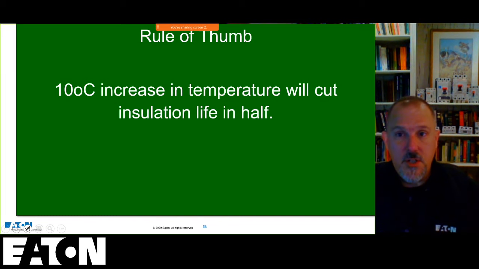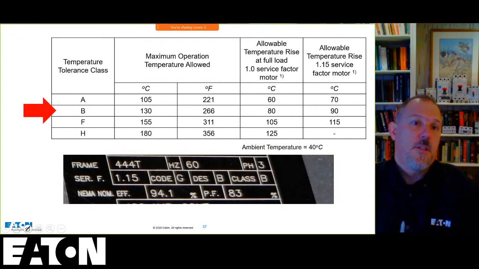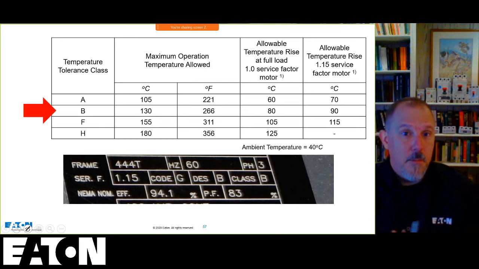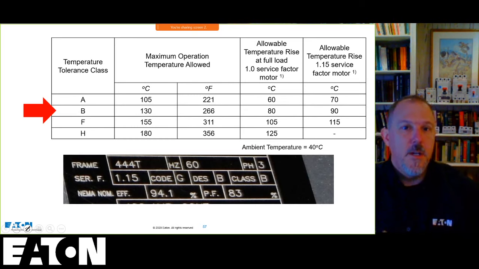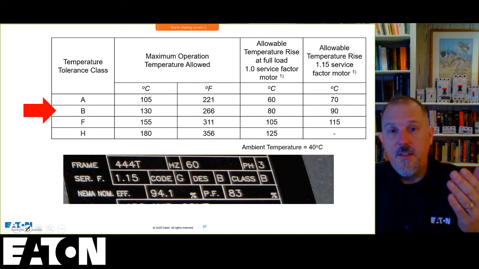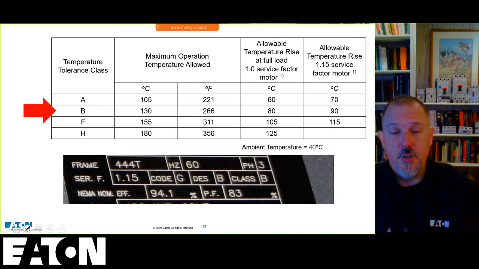There are parameters associated with each of those types. NEMA MG1 and other reference information will tell us that for a type B motor, the maximum operating temperature allowed is 130 degrees C or 266 degrees Fahrenheit. It gives us an allowable temperature rise at full load at a 1.0 service factor of 80 degrees C, and an allowable temperature rise at 1.15 of 90 degrees C. And again, this assumes an ambient temperature of 40 degrees C.